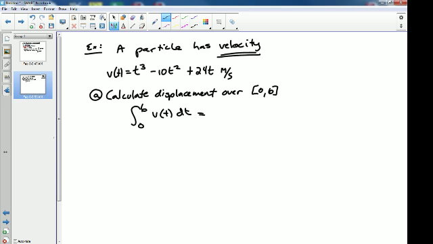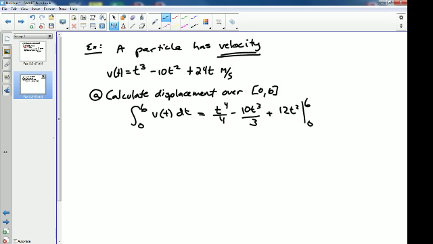What's the integral? The antiderivative of this: t to the 4th over 4 minus 10t cubed over 3 plus 12t squared from 0 to 6. I can't stress enough how important it is to write those nice and neat and organized. Anybody lost?